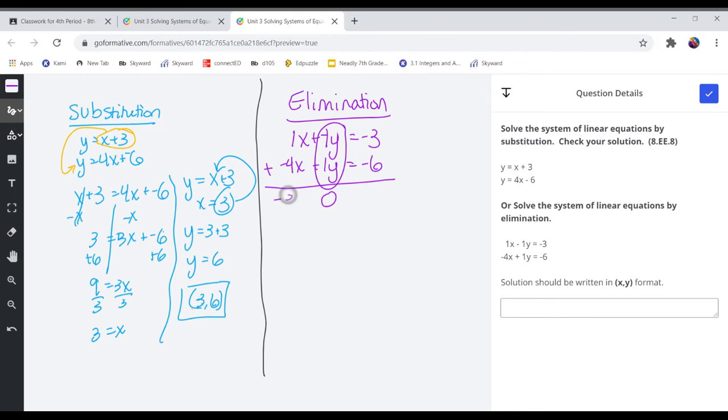1x minus 4x is -3x plus 0 equals -3 plus -6, which is -9. The left side simplifies down to -3x. -3x equals -9. Divide both sides by -3. I get x equals 3.